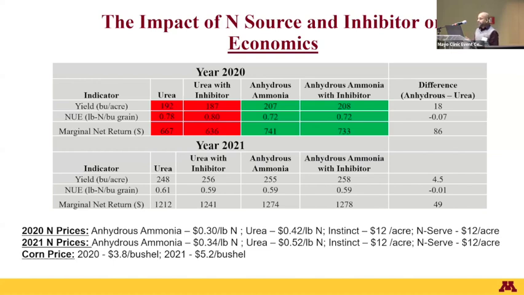Again, this highlights the variability of nitrogen management strategies across different growing seasons. So one management may not be applicable to each year. So we need to base our management decisions on the seasonal variability as well.